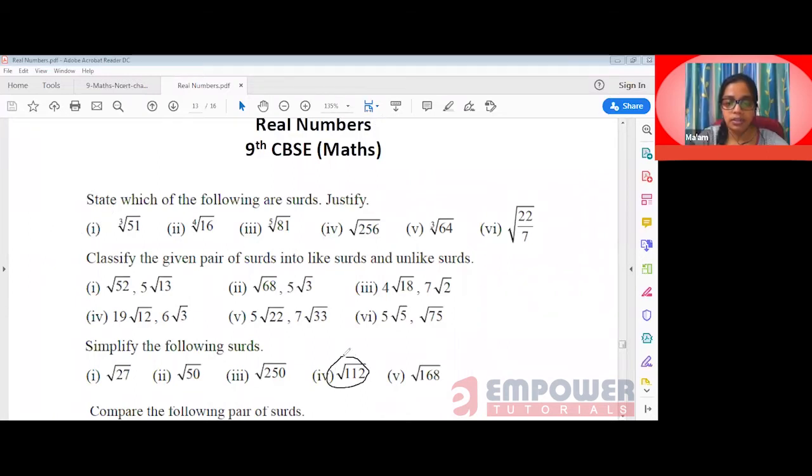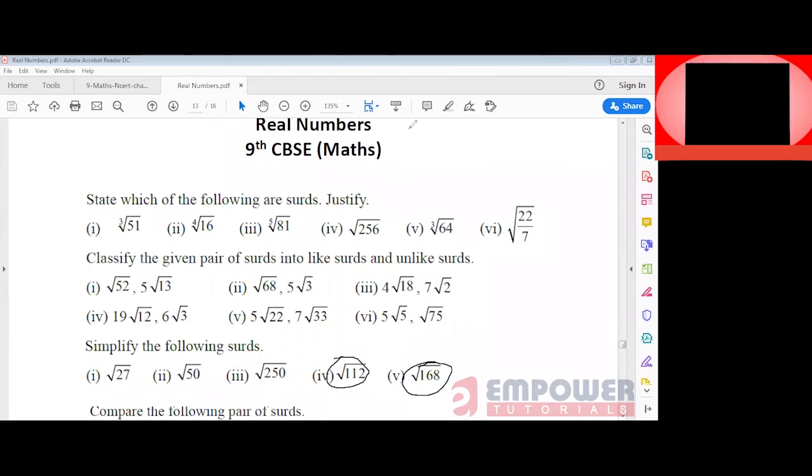Tell me the answer of this. What are the factors of root 112 and also root 168? Factorize 112. 2 root 28. It should be 2 root 28. It should be 4 root 7.